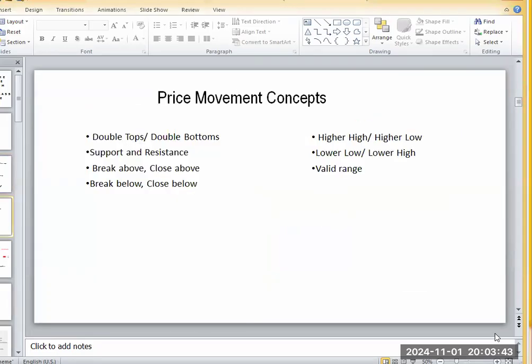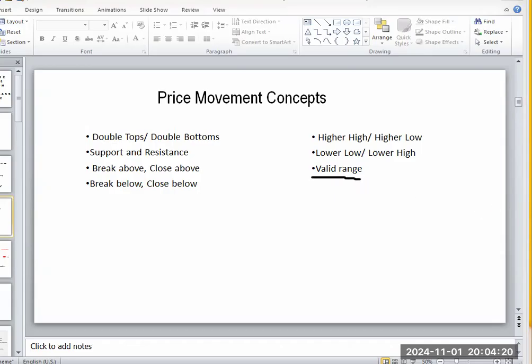Right. So there are some concepts that are usually discussed when you talk about market movements. So you hear things like double tops, double bottoms, support and resistance, higher high, higher low, lower low, lower high, break above, stop, and all this. These are all very different concepts. Okay, but we're going to concentrate more on valid ranges.